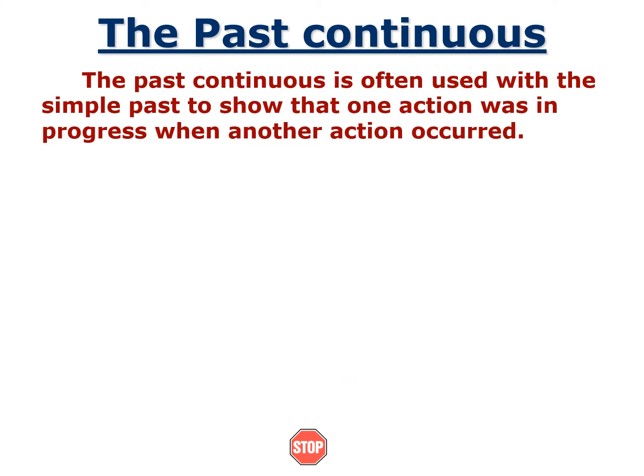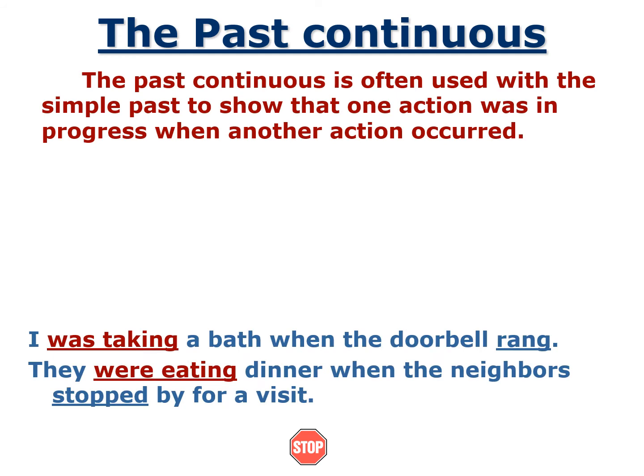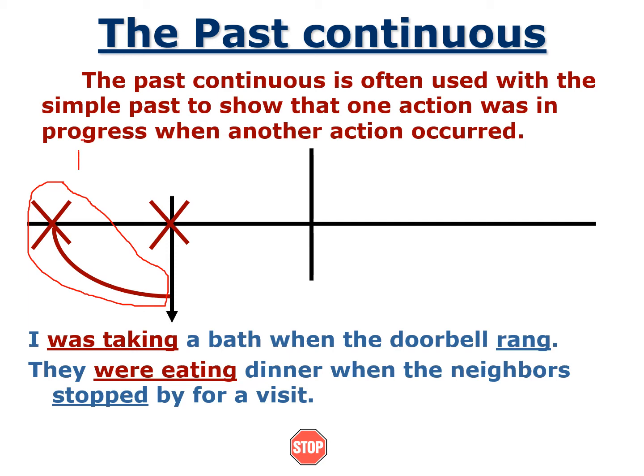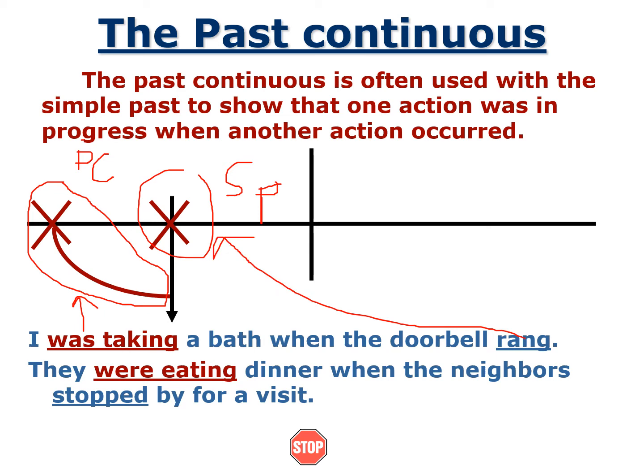The past continuous is often used with the simple past to show that one action was in progress when another action occurred. So here is the action in the past continuous, and here is the simple past action. I was taking a bath when the doorbell rang. So this is the activity that was in progress, and this is the action that happened while the first action was in progress. They were eating dinner when the neighbors stopped by.